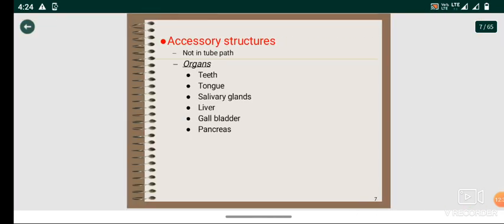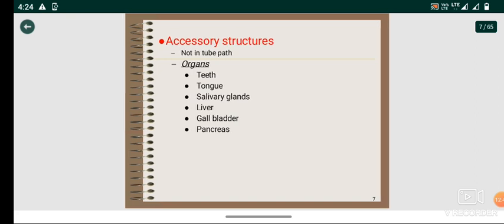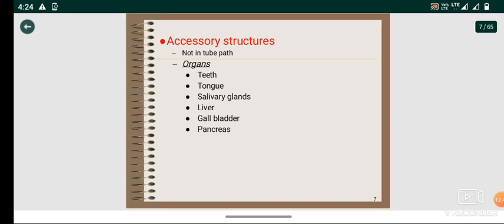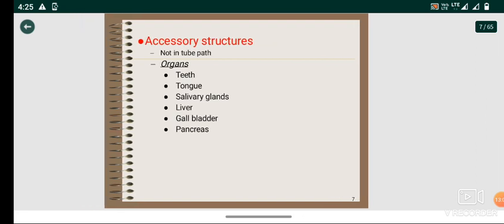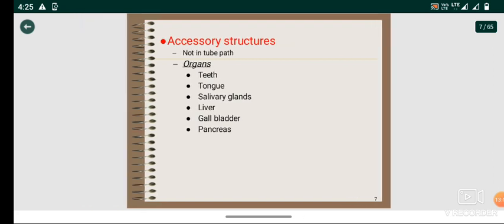And the next are accessory structures that are not in the tube path. Apart from the continuous tubular part of the gastrointestinal tract that we just studied, the different organs that are associated for their functions, we call accessory structures associated with the digestive system. That is teeth, tongue, salivary glands, liver, gallbladder and pancreas. So these are all the accessory structures of the digestive system. So this is all about the introduction to the digestive system.